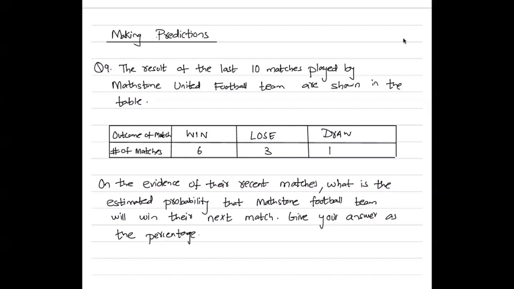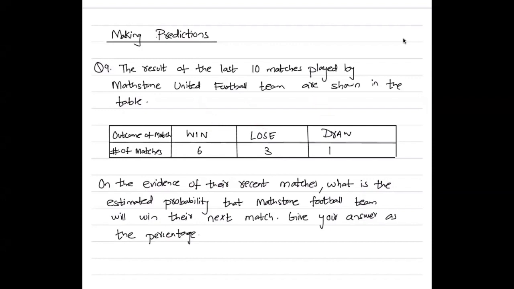Okay, so we are continuing with the chapter probability. We are going to be doing this question. The results of the last 10 matches played by Maidstone United football team are shown in the table. So the outcome of the match, there can be three outcomes. Either it can be won, or it can be lost, or it can be draw.